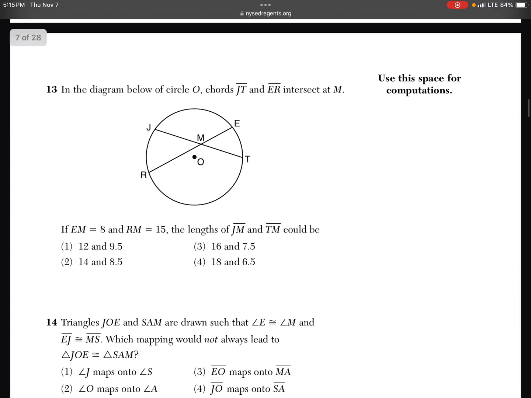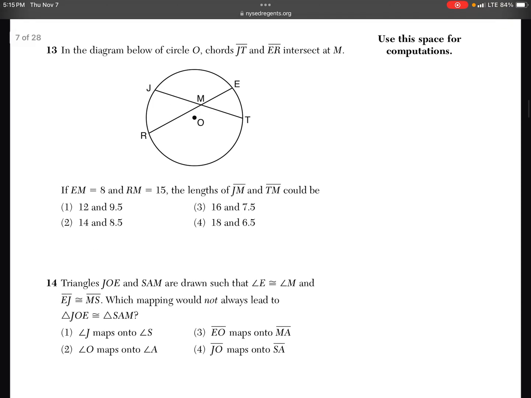Number 13. Okay, we have a couple of chords intersecting. In the diagram below, we have these things. EM is 8 and RM is 15. That product is 120. So the lengths of JM and TM could be... Am I screwing this one up too? It's not about the product. It's about some sort of proportion. This is what I get for trying to work so quickly.